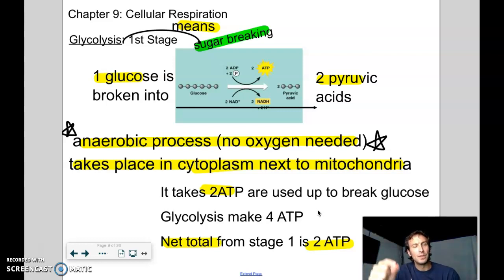Now, this is an anaerobic process. In other words, no oxygen is needed here, so oxygen isn't going into this process. And it takes place in the cytoplasm, near the mitochondria. So the things you need to know: what's going in, glucose; what's coming out, pyruvic acid; where is it happening, in the cytoplasm; and is it aerobic or anaerobic? In this case, it's anaerobic.